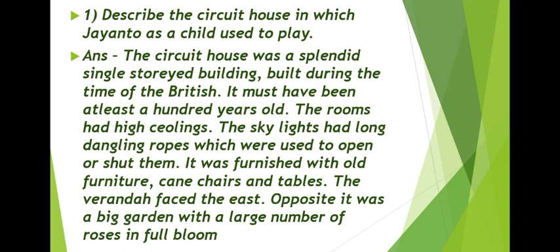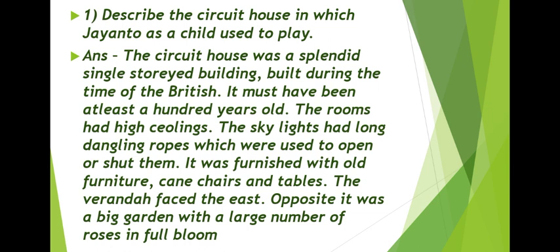Answer. The circuit house was a splendid single-storied building built during the time of the British. It must have been at least 100 years old. The rooms had high ceilings. The skylights had long dangling ropes which were used to open or shut them. It was furnished with old furniture, cane chairs, and tables. The veranda faced the east.